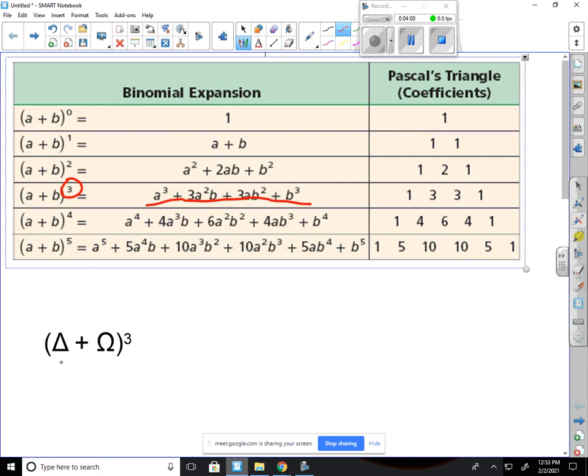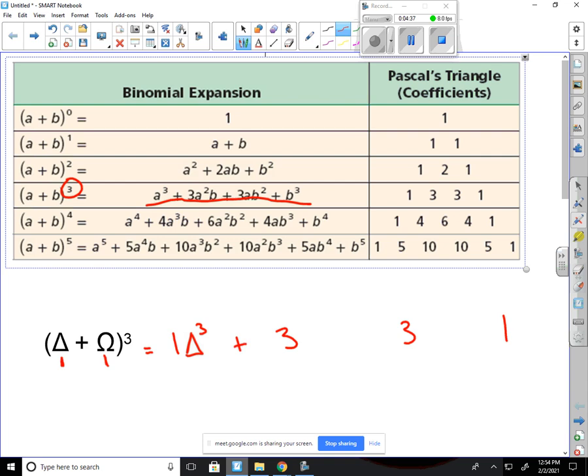Whatever's in the front is the A. Whatever's in the back is the B. My coefficients are going to be 1, 3, 3, 1. So there's only going to be 4 terms. I start with the first term to the highest power, and I have my coefficients. I just write them in. My first term goes to the highest power. Delta, or triangle, to the third.